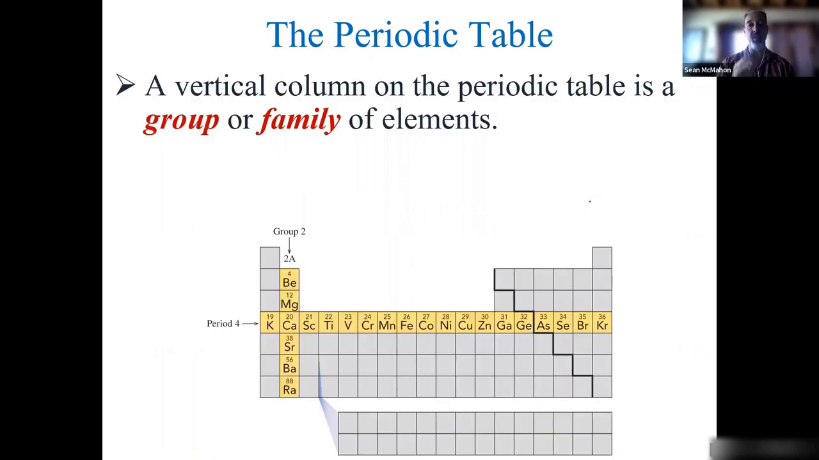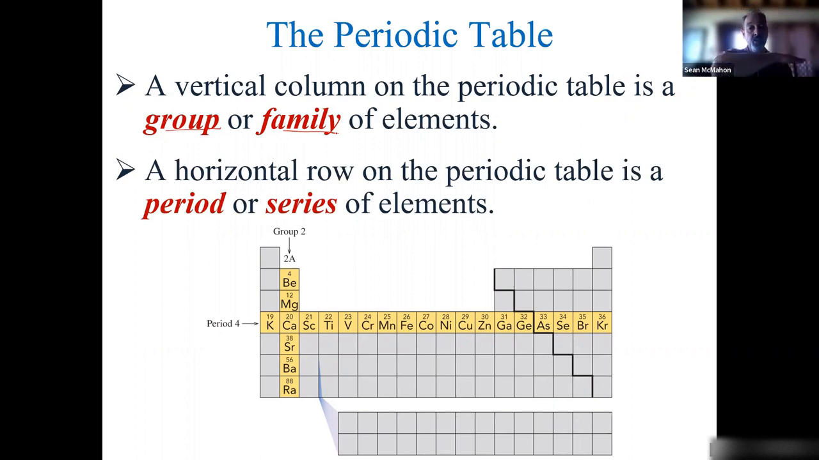Another way to locate elements is by using the columns. So a column, you can think of it as going up and down. They're also referred to as groups or families. We can also use rows, which are actually called periods. And I'll even refer to these in this chapter when we talk about electron arrangement as energy levels. So you can call them periods, series, energy levels.